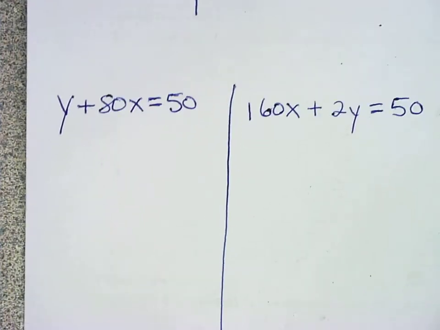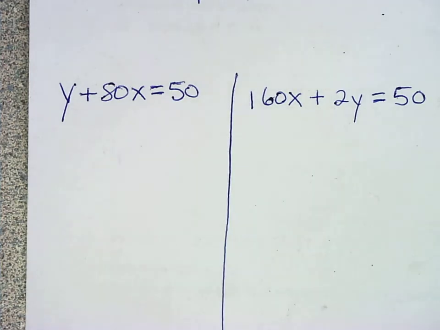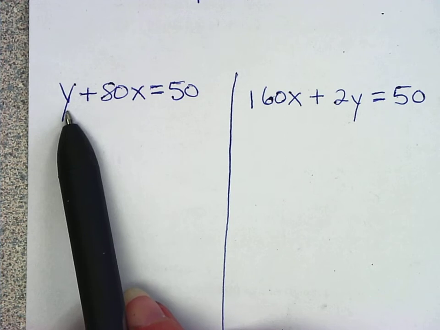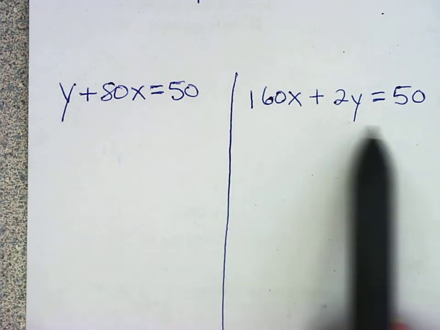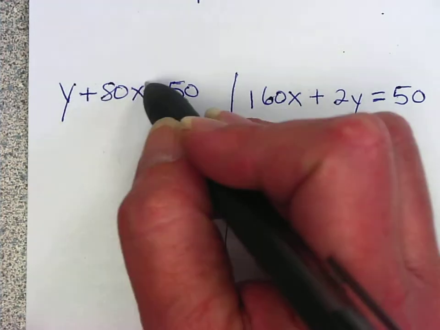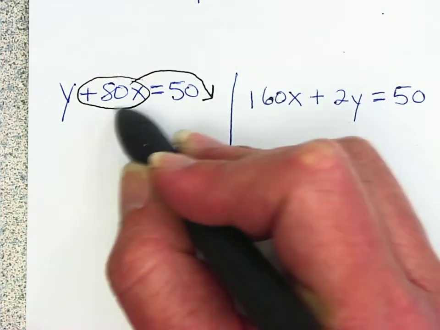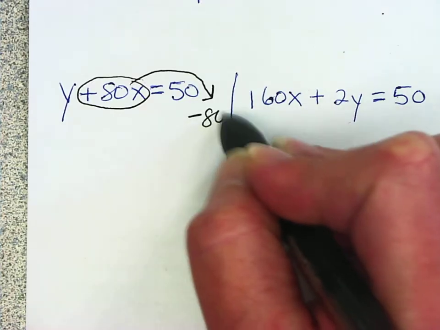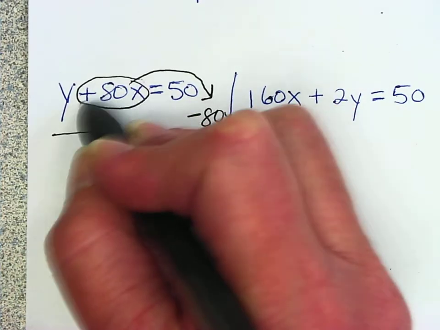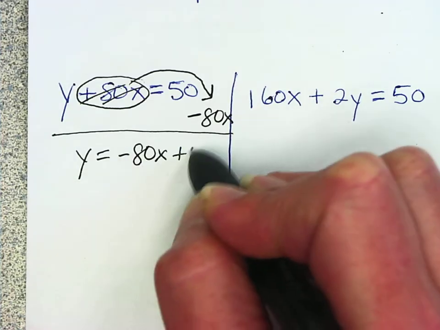Okay, now you might come across a system like this where neither one is solved for x or y. So just pick one to solve for x or y, whichever one looks the easiest. I'm noticing that this is 1y. Everything else has a different number next to it. So if I wanted to solve this, I would just move this 80x over here, and I'm crossing the equal sign to move it, so I'm going to change the sign. So y equals negative 80x plus 50.